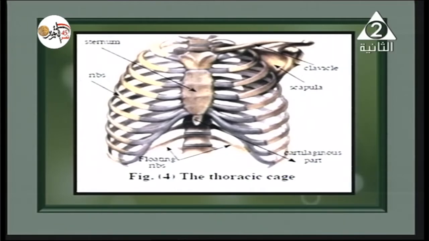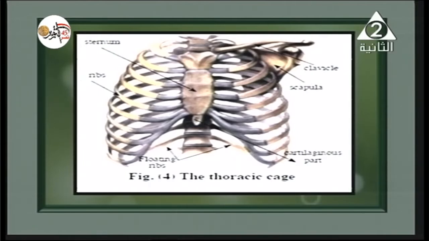So number one, we have the sternum bone. This bone is a flat bone and pointed at the end, and its point is made of cartilage, so it has a cartilaginous end or cartilaginous part. This is the sternum, and there is no more information about it.